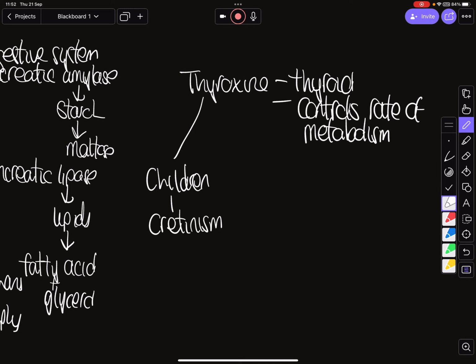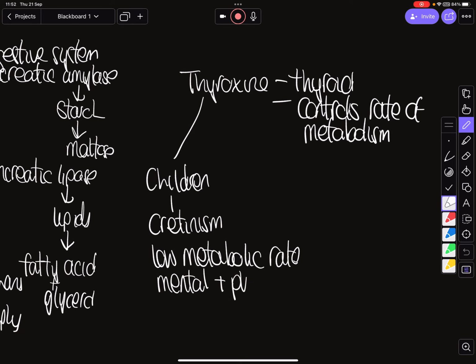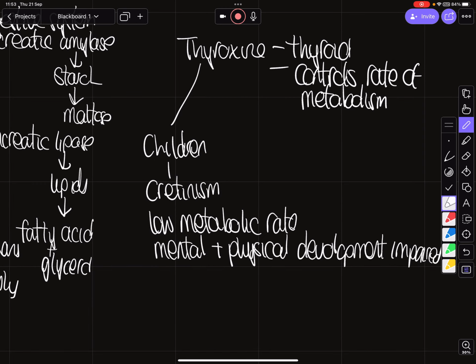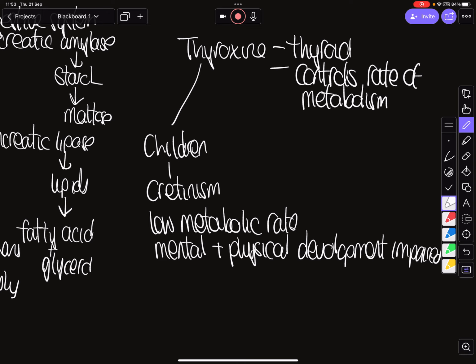And what that is because their metabolism is so low, it impairs them mentally and physically, their development. Because think about it, little kids are growing really, really fast, and now we have low metabolism, so it'll impair their mental and physical development. Okay, so what they do for this is that little babies, they do what's called a heel prick test at birth, and if levels are too low, thyroxine will be given.